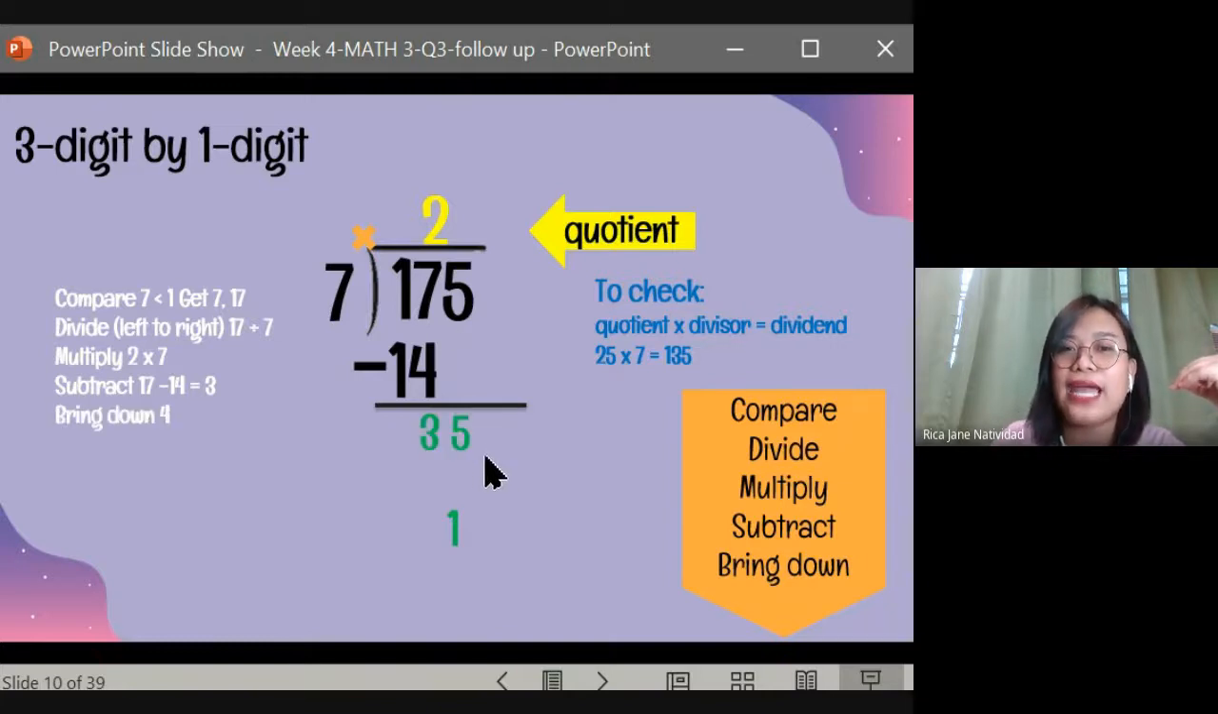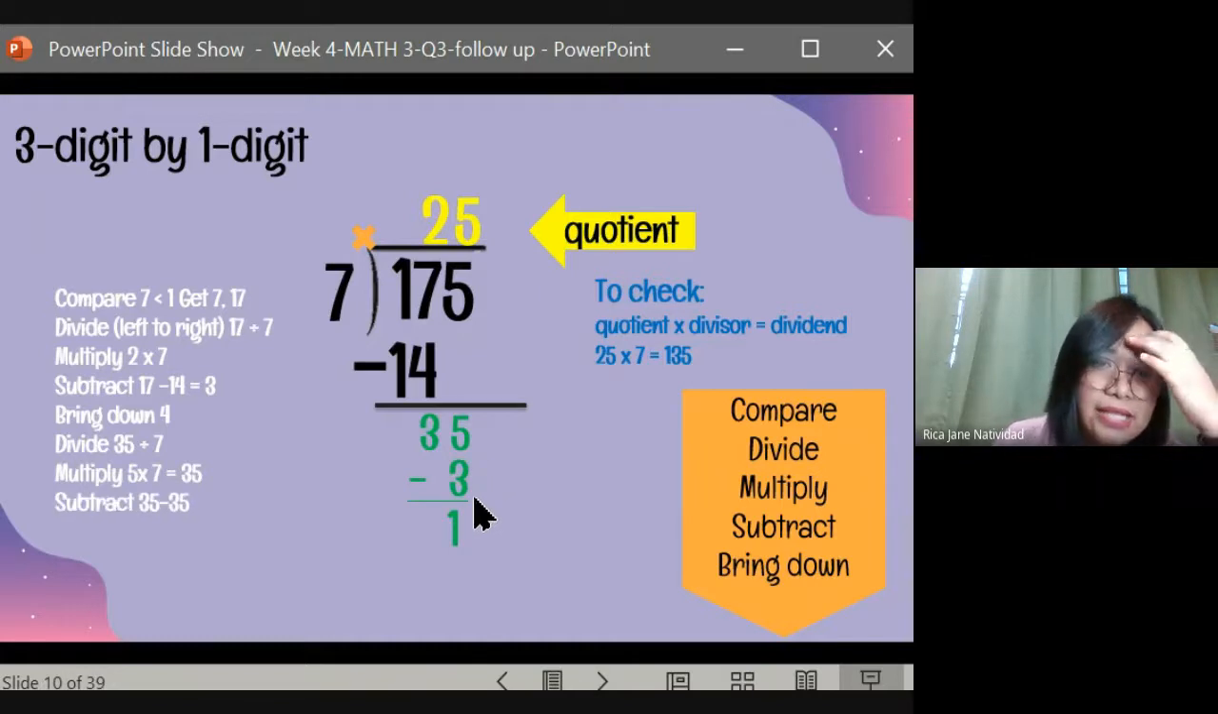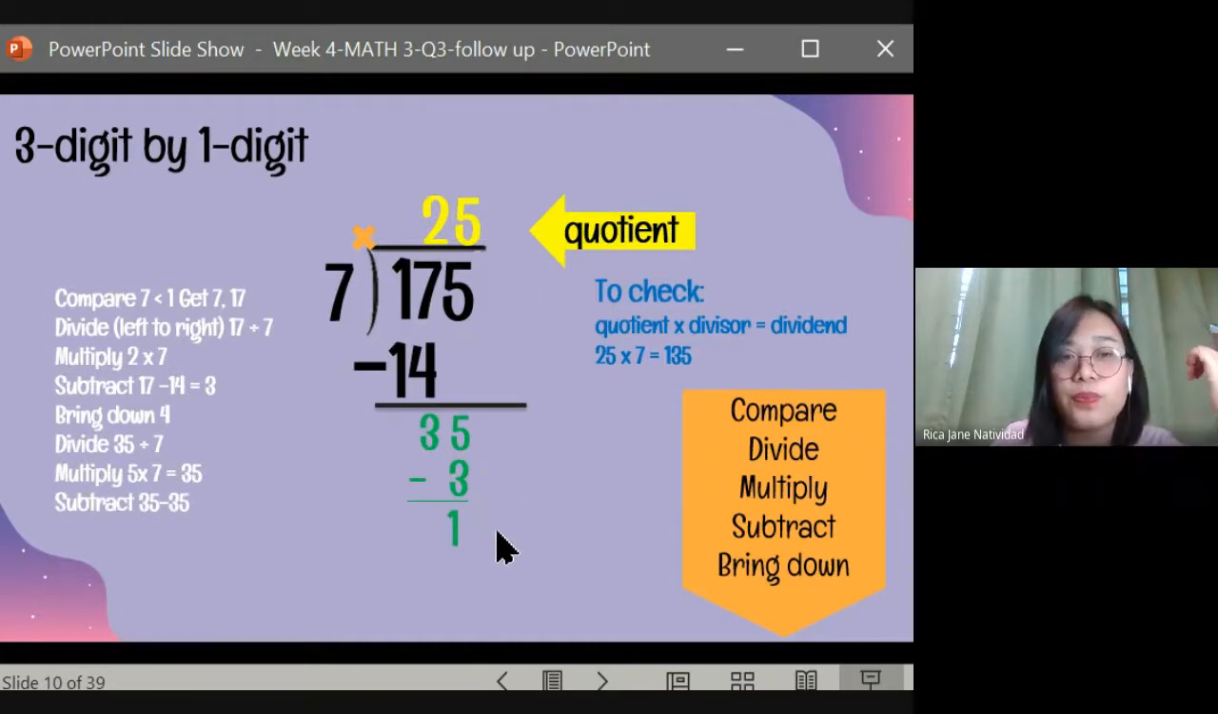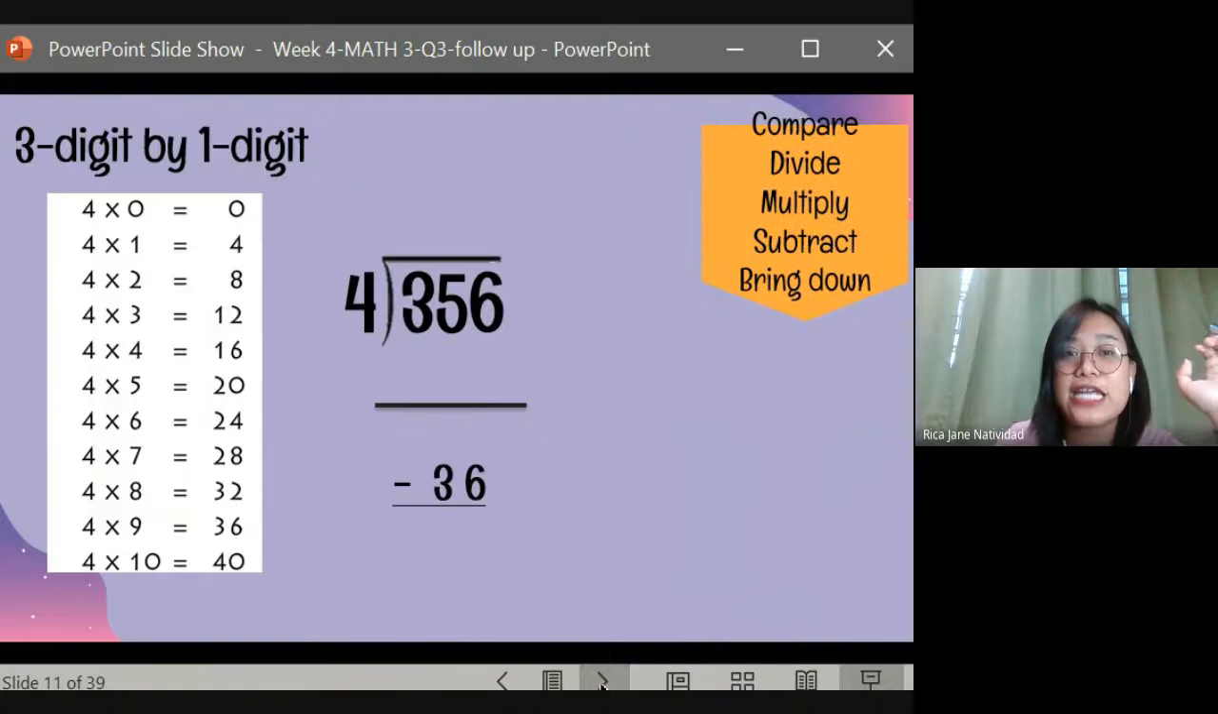Then we bring down 5 to make it 35. 35 divided by 7 is equal to 5. So 5 times 7 is equal to 35. We multiply it. So 35 minus 35 is 0. So we have 25 as the quotient.